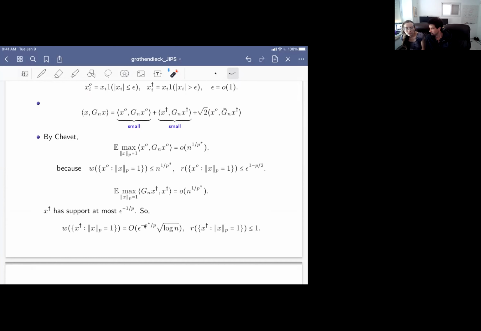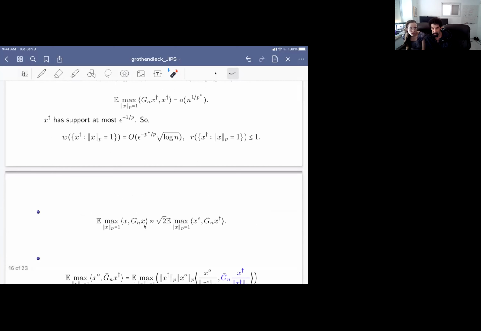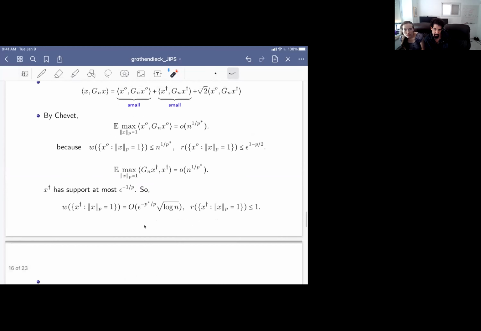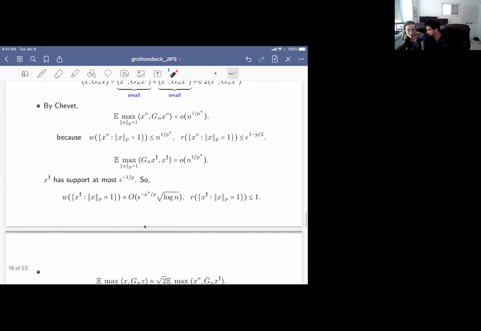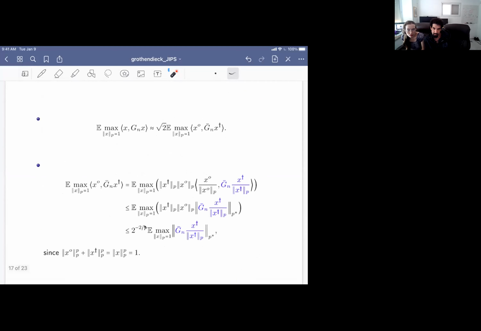Okay, so basically, if we want to compute the expected value of the maximum of the quadratic form, we have to estimate the expected value of the maximum of this cross term. Anyway, I am always computing this expected value, but one can just use the Gaussian concentration to go from the expectation to the original value. Okay, so how do you compute the expected value of this maximization of the cross term?